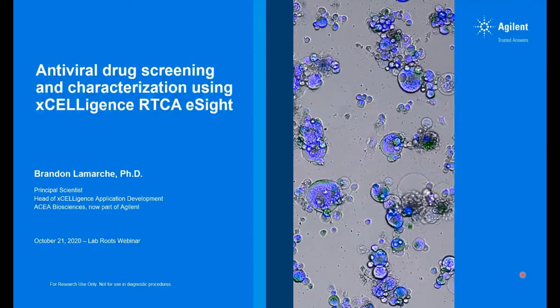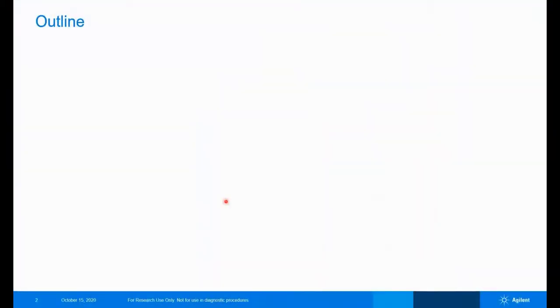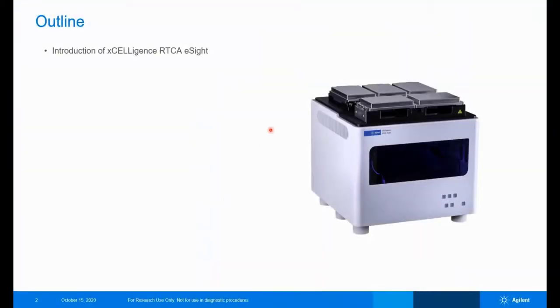Thank you, Yama. So today I'm going to be talking about antiviral drug screening and characterization using the xCELLigence RTCA eSight instrument. I'll start off by introducing the eSight directly. This is the newest addition to the xCELLigence line of instruments. eSight is the only instrument in the world that interrogates cell health and behavior in real time using cellular impedance while simultaneously acquiring live cell images.